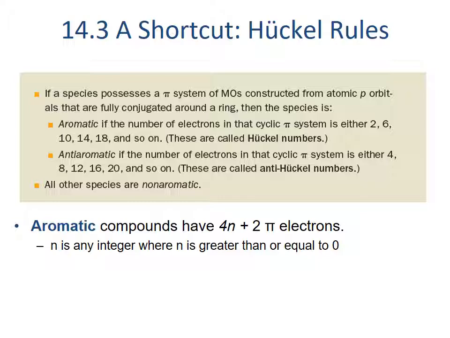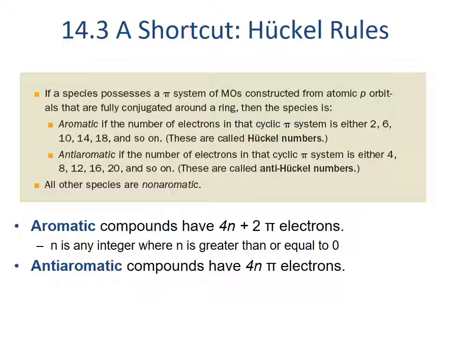So if n is 0, 4n plus 2 is equal to 2. If n is 1, 4n plus 2 equals 6. So a molecule can have 2, 6, 10, etc. pi electrons and be aromatic. Similarly, anti-aromatic compounds always have 4n pi electrons. So 4, 8, 12, etc. Any other number of electrons or other types of system is non-aromatic.